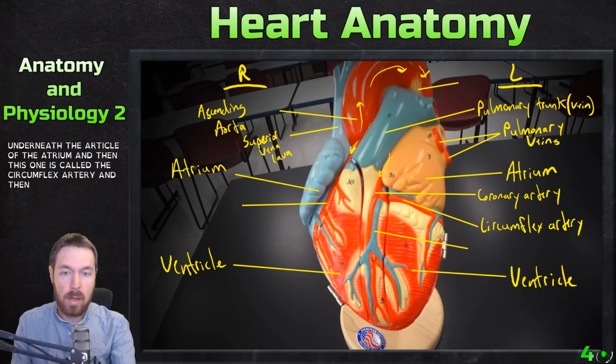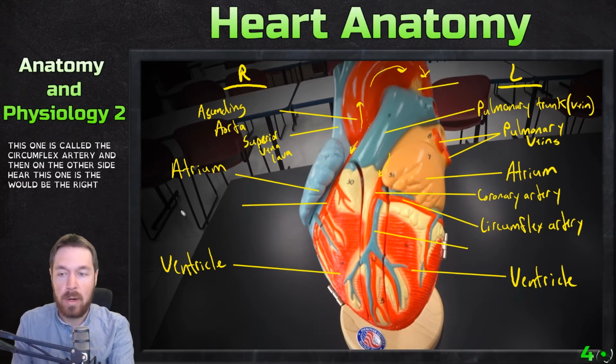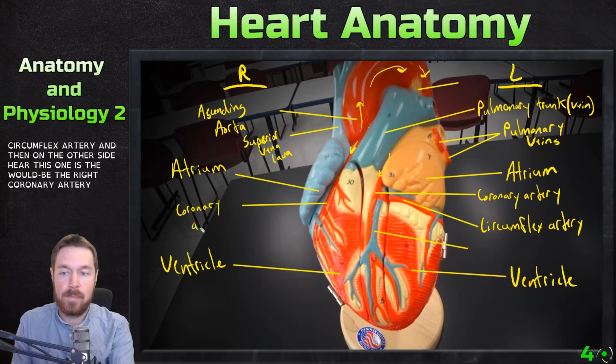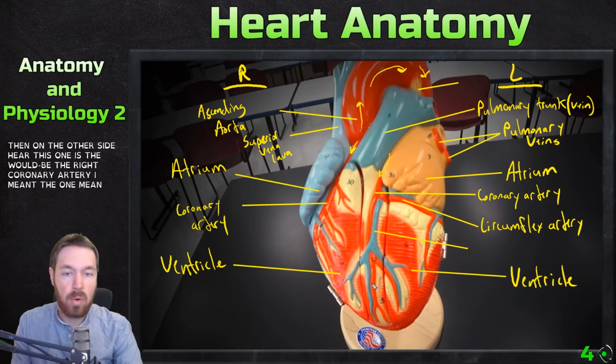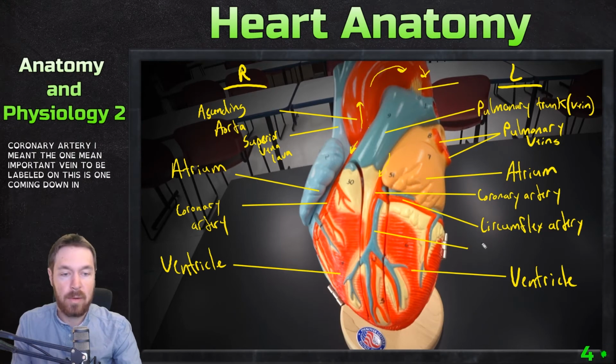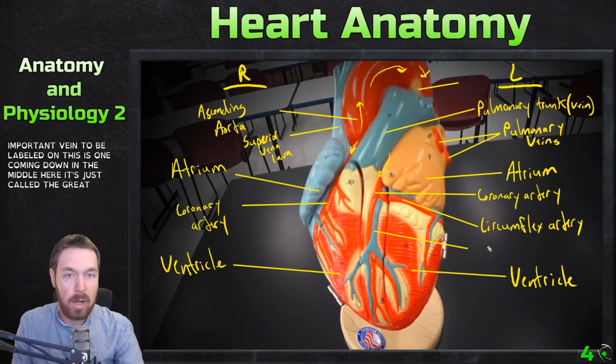And then on the other side here, this one would be the right coronary artery. And then the one main important vein to be labeled on this, there's one coming down in the middle here. It's just called the great cardiac vein.